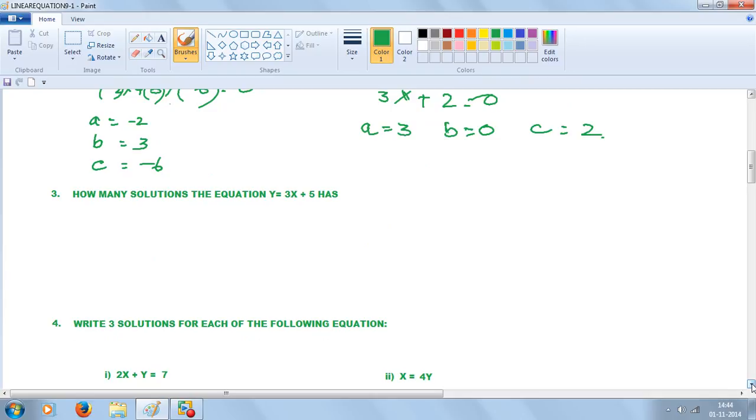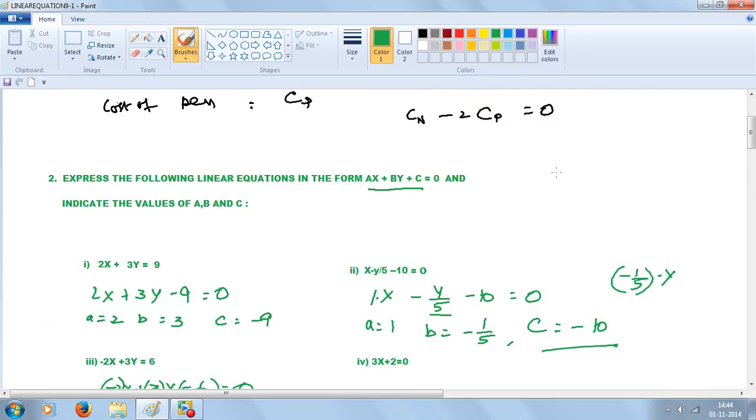Now we know how to represent the linear equation. What we have observed in linear equations is that x is multiplied by some constant a. a, b, c are all constants. So we know the values of a, b and c, and we are comparing with the standard form.